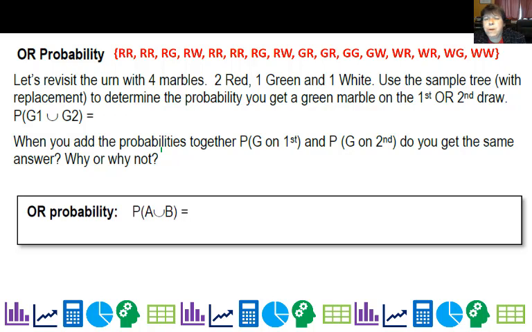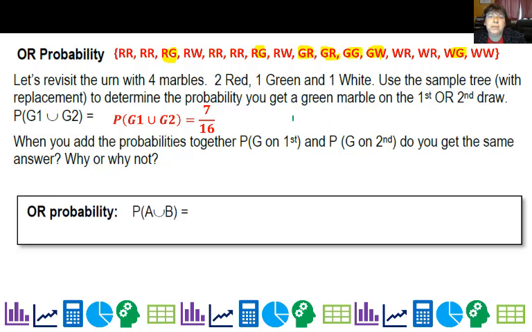So I want to determine the probability of getting a green marble on the first or second draw. I'll go ahead and highlight every one of these up here that have a green marble. And there they are. And if I count them, 1, 2, 3, 4, 5, 6, 7. There's 7 outcomes out of 16. So the probability of getting a green on the first marble or the second is 7 out of 16. And that is the right answer. The sample space sometimes can be the easiest way to get the right answer quickly.